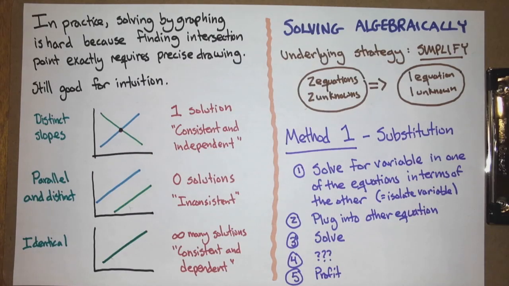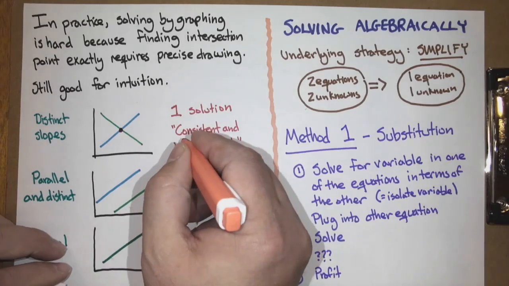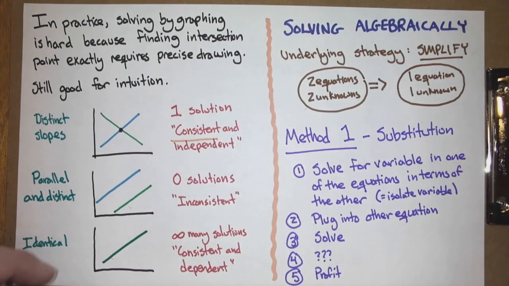And this is called consistent and independent. Now, the word consistent here just says there's a solution. The word independent says there's not a redundancy. So there's a solution, there's no redundancy. We'll talk about redundancy in a second. Well, what happens if the slopes are the same? A couple of things can happen.